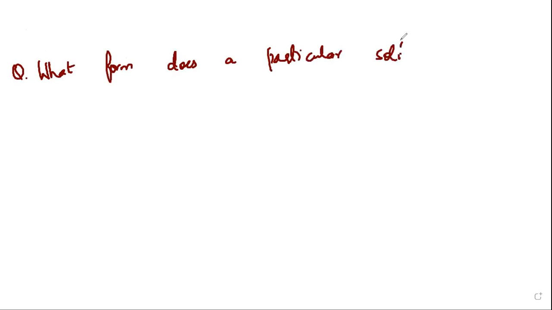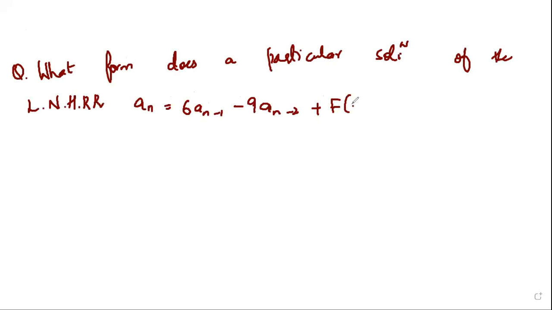So for this, the example is, let me write the question. Question is, what form does a particular solution of the linear non-homogeneous recurrence relation a_n is equal to 6a_(n-1) minus 9a_(n-2) plus f(n) have, when, in this we have a few cases or a few sub problems. So we'll see the first one and we will see the next ones as we go. f(n) is equal to 3 power n.